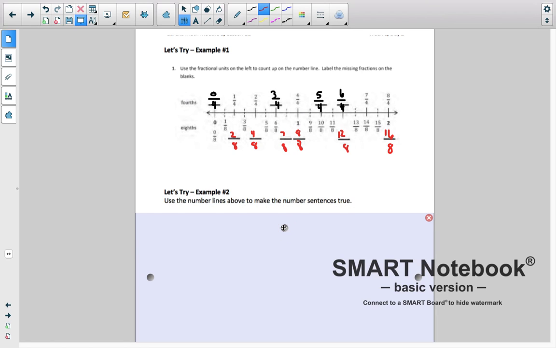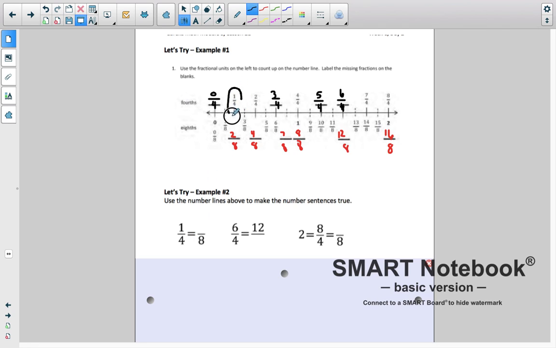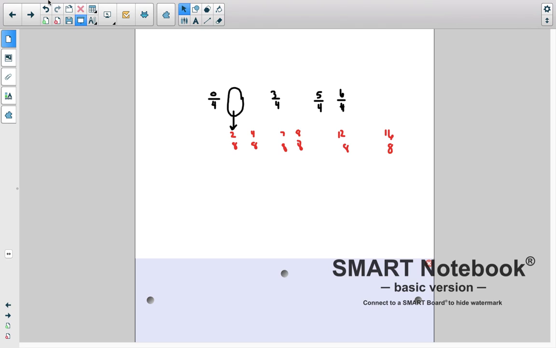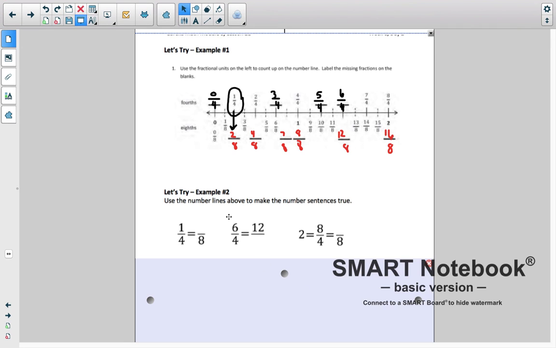It says use the number lines above to make the number sentences true. So we're using this number line to figure out what it's going to ask us to do. All right, so they're giving us some more blanks to fill in. It says 1/4 equals. So I'm going to look at 1/4 right here. And it says 1/4 equals something eighths. So I'm going to look down. And I see that it's going to equal the same as 2/8. Whoops. Let's go back. There we go. It also equals 2/8.